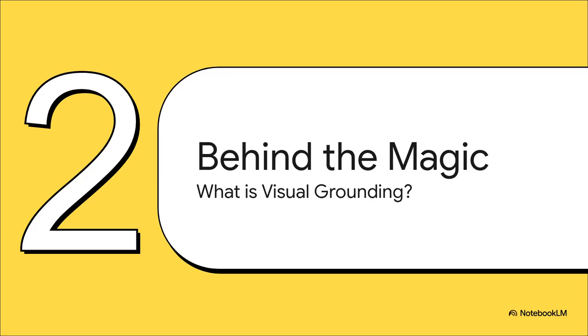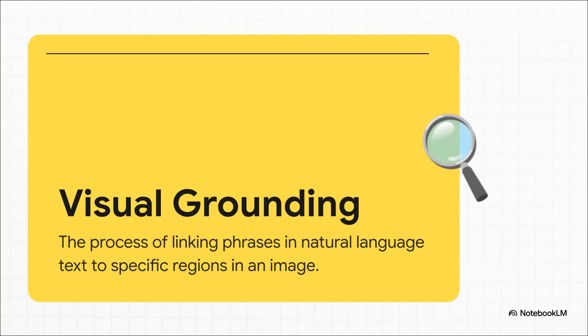Well, it's not really magic, you know. It's this incredible technology called visual grounding. So let's pull back the curtain and see what's really going on behind the scenes. At its core, think of visual grounding as the bridge between language and sight for a computer. It's the secret sauce that lets an AI hear a phrase like the cat on the sofa and then connect, or ground, those words to the exact cluster of pixels that form that object in the image. It's about making words mean something visually.